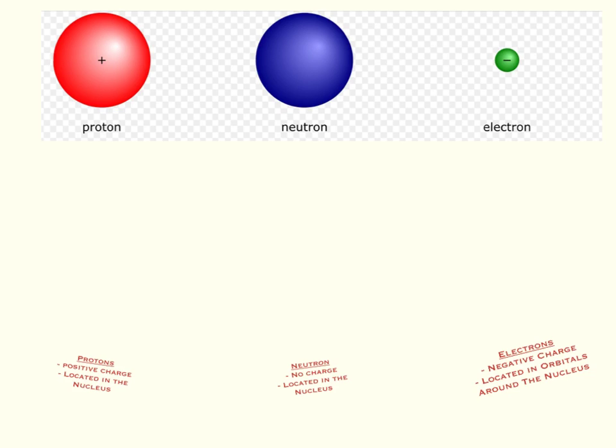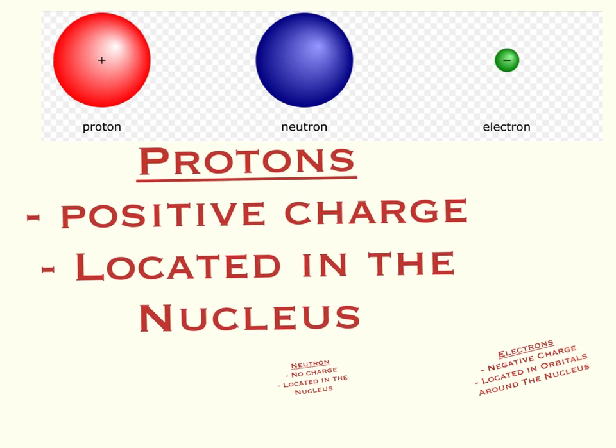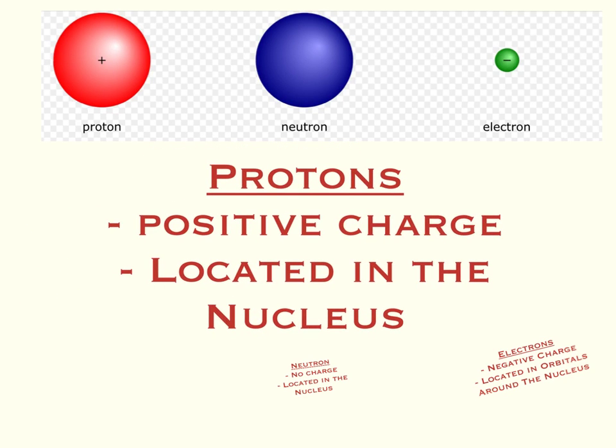You can see up here above that we have the proton, the neutron, and the electron. Most of you have probably heard about these, but just in case you haven't, we're going to refresh and review. First, the proton. Protons have a positive charge, and you can see that up here with the laser pointer. Protons are located in the nucleus, the center area of the atom.